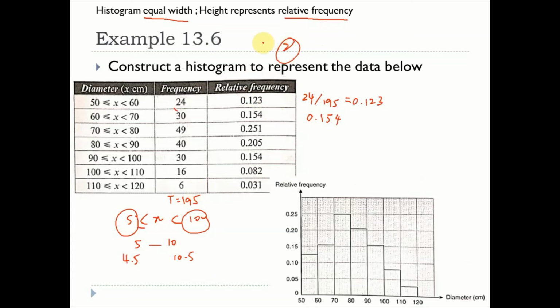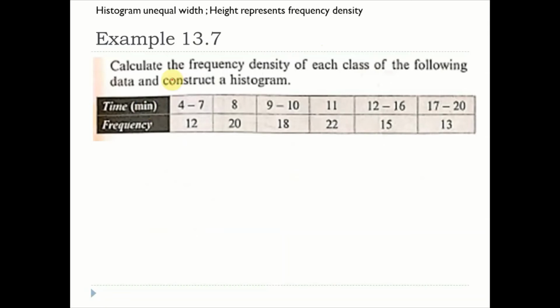The third type of histogram is the one with unequal width. Maksudnya dia punya bar tu tak sama besar. And then the height represent frequency density. So we look at example 13.7. Okay, so they give data like this. Dia suruh you construct, calculate the frequency density, cari frequency density first, and then construct a histogram.